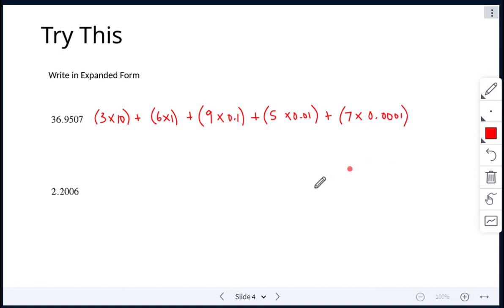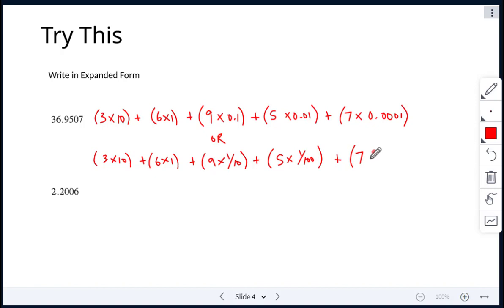All right, so if you had done that in fraction form, then we have 3 times 10, 6 times 1, 9 times 1 over 10, 5 times 1 over 100, and then 7 times 1 over 10,000. All right, if you didn't already finish the second one, try the second one.